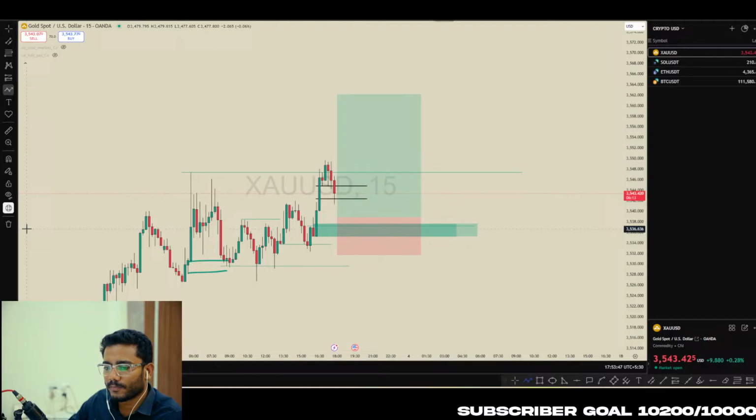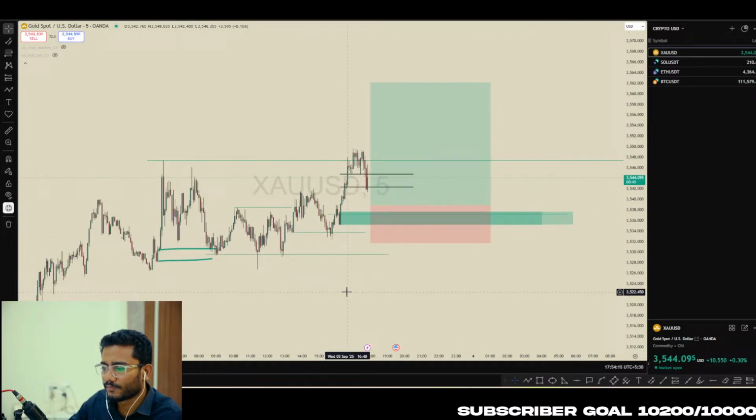For example, let's say if price takes out all these lows and mitigates this high structure, then probably it will continue to the upside rather than giving us an entry on this inducement like this order block. So we'll try to trade this breakout instead of looking for a pullback. Let's see.